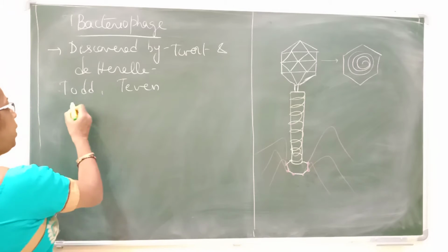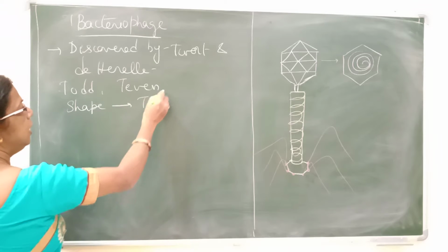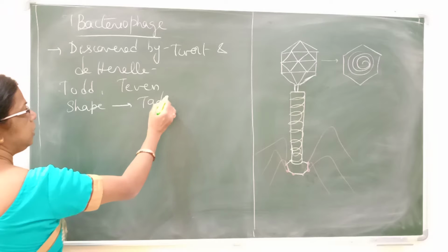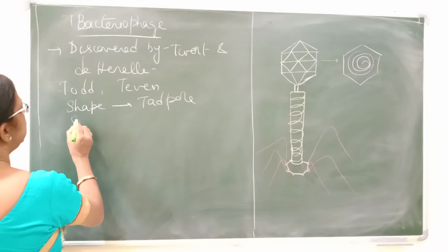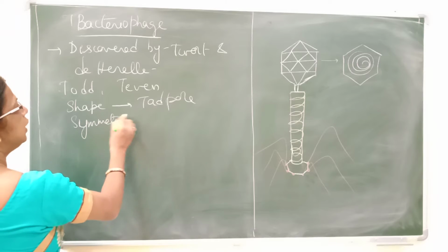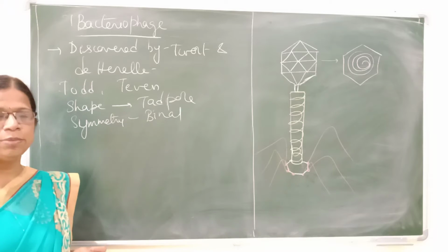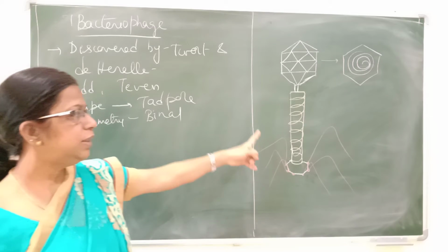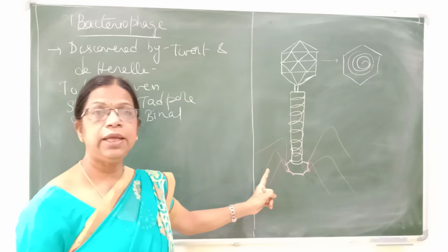The shape of the bacteriophage is called tadpole shaped. The symmetry of the bacteriophage, as I already mentioned, is called binal symmetry. It has a head and a tail portion.